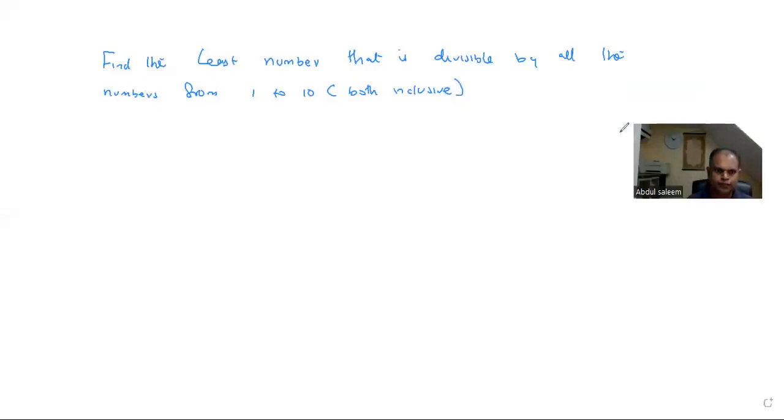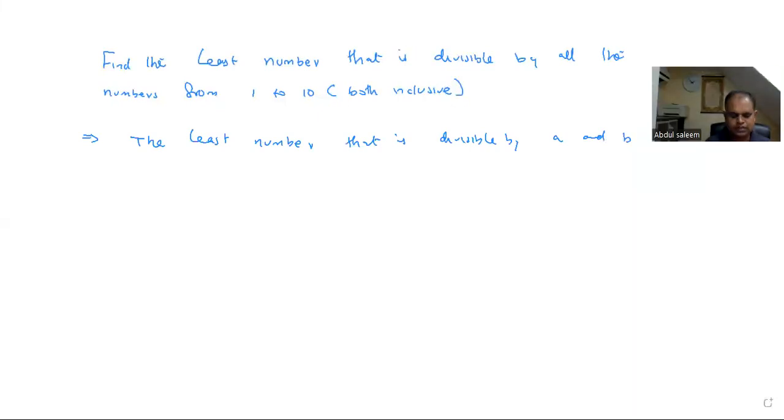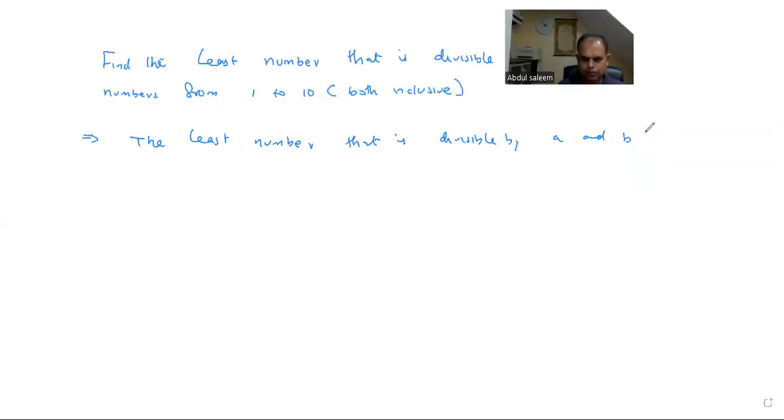The question is: find the least number that is divisible by all the numbers from 1 to 10, both inclusive. So we know that the least number that is divisible by A and B is the LCM of A and B.